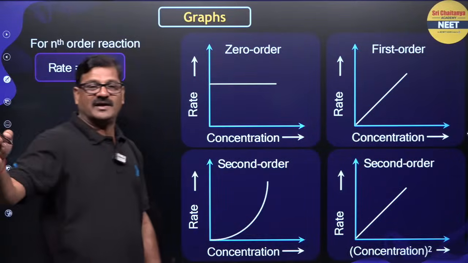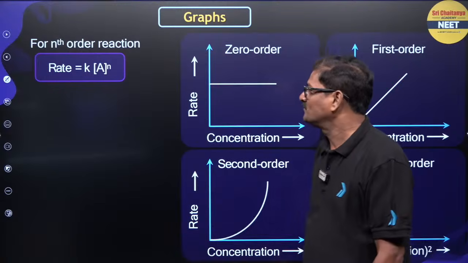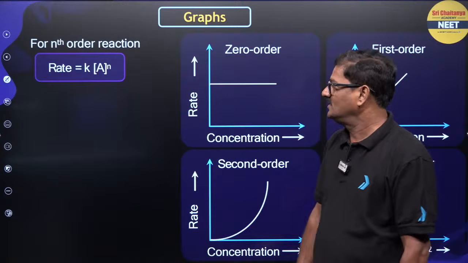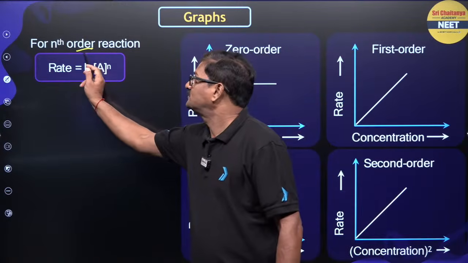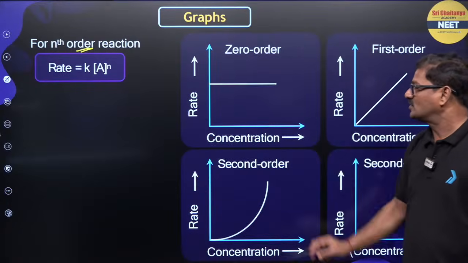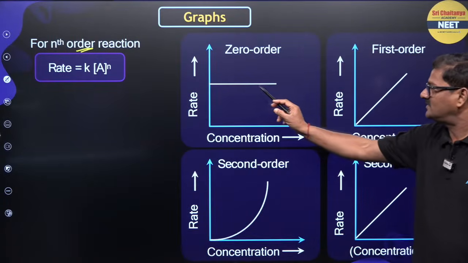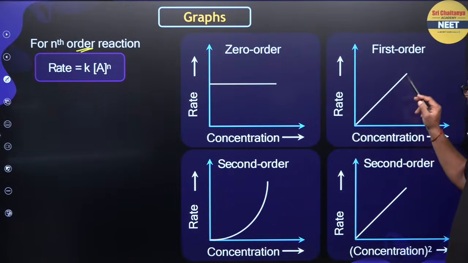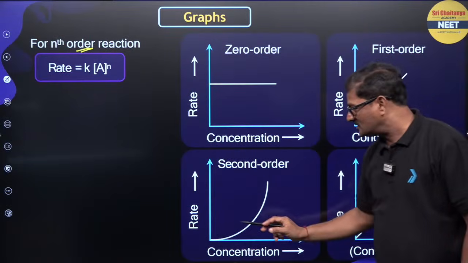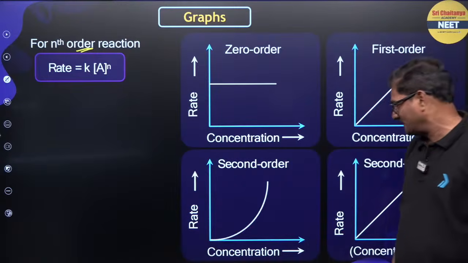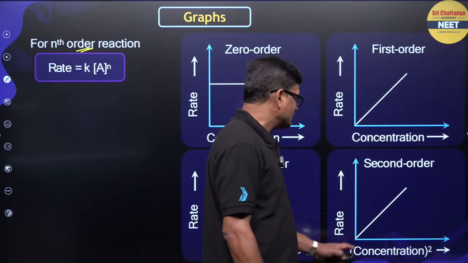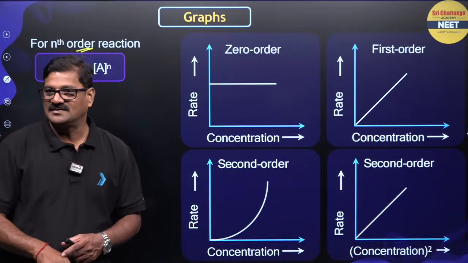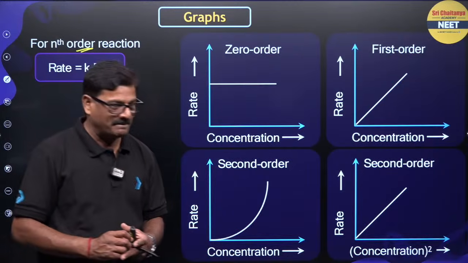And graphs, very important my dear doctors, graphs. So for nth order reaction, rate is equal to K A to the power n, where n is the order. For rate versus concentration: rate is independent of concentration for zero order. A straight line passing through the origin is first order. A curve for rate versus concentration squared is going to be second order. Understand? This is the behavior of the rates. If you have any doubts, please let me know.